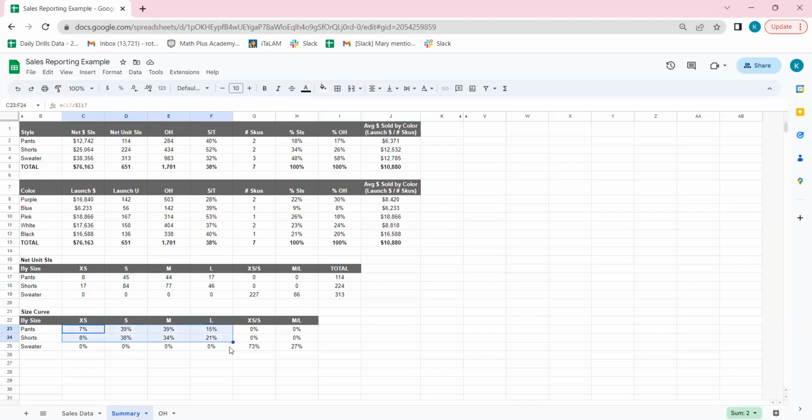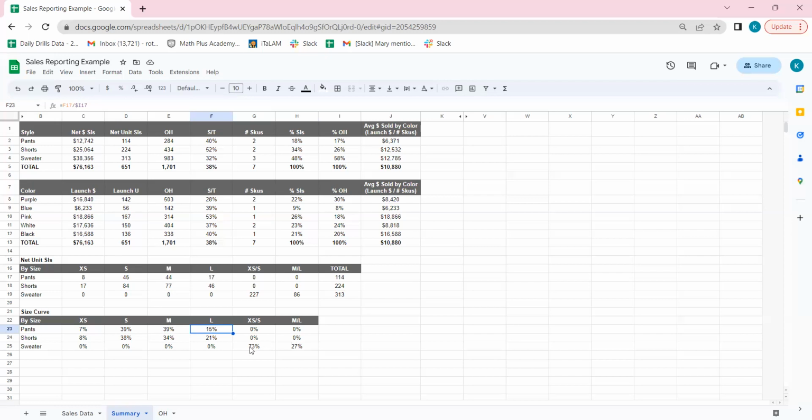So you can see that your shorts skewed larger than your pants. They sold 21% in large, where your pants sold 15% in large. So this is really helpful in the future to educate future buys. If you want to look at your sales reporting and determine how your customer buys these products. And when you buy in the future, again, it's very helpful to know how your customer buys and that you want to buy towards that curve.